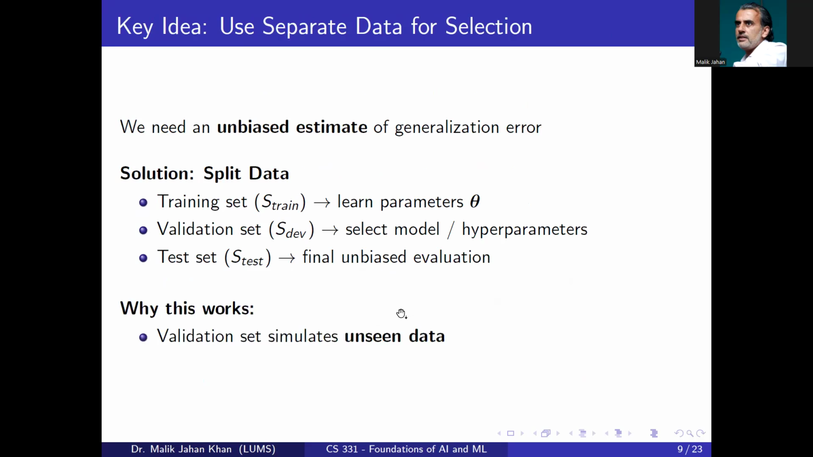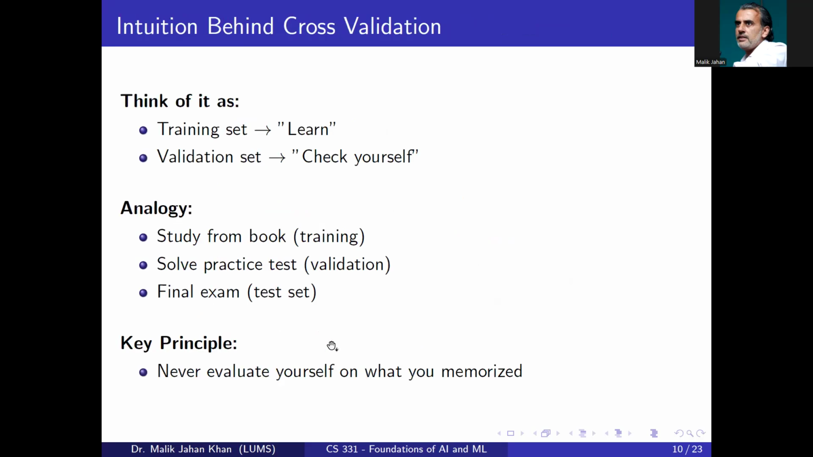So why does this work? Because the validation set primarily simulates unseen data during the training exercise. From our entire training pool, Strain is the subset which is being used to learn the parameters, and Sdev is the subset which is simulating the unseen data, because our model has to be eventually shipped, deployed in real settings, and it will have to face unseen data. So that is the kind of exercise which we are doing during the training process and during the model selection process, that it should be evaluated in-house on the unseen data.